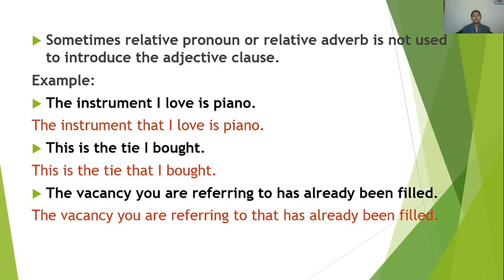Like, "The instrument I love is piano." Here, what is my adjective clause? "I love," because it is modifying which noun? The instrument. Same as this: "This is the tie I bought." So what is my adjective clause here? "I bought." Okay, and it is modifying which noun? The tie. In this sentence also "that" is omitted, and the other sentence I have written with "that" to give you a sense of the place where the word has been omitted.